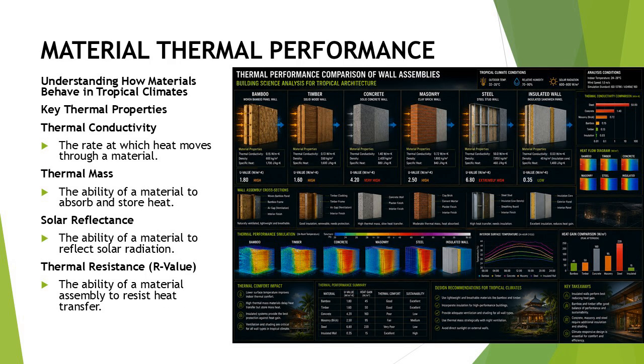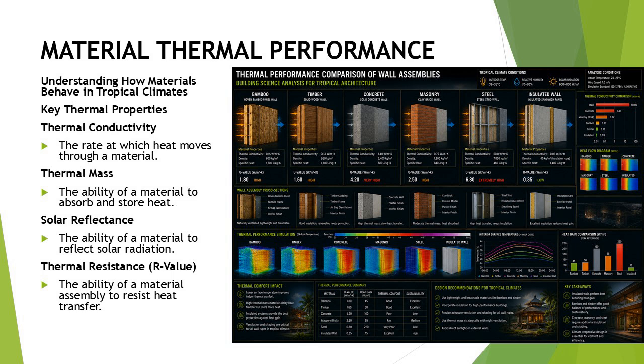At this point in our lecture, we have discussed roofs, walls, insulation, moisture control, and sustainable materials. However, architects must understand a more fundamental question. Why do some materials perform better than others in tropical climates? The answer lies in thermal performance. Thermal performance refers to how materials respond when exposed to heat.